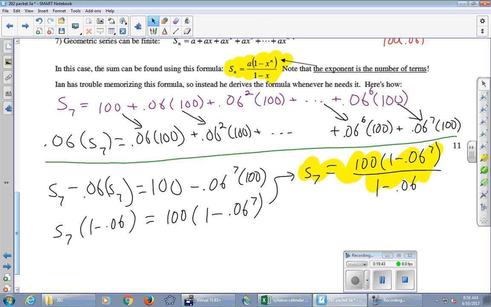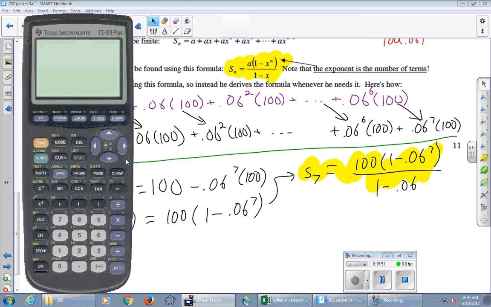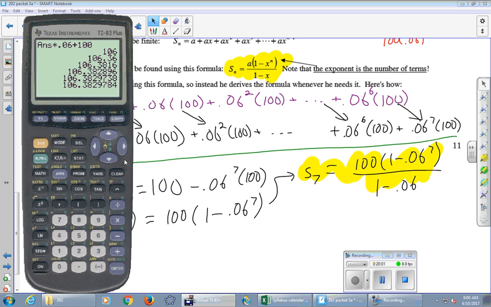And it seems like it was easy enough to type that thing on the calculator before. Well, let's first make sure that we get the right answer. So we'll try this again: 100, and then it said multiply by 0.06 and add 100. So this is day 2, 3, 4, 5, 6, and 7. There's the answer.